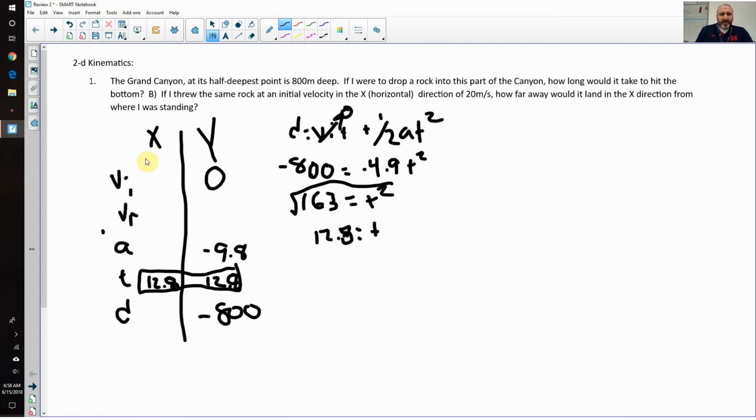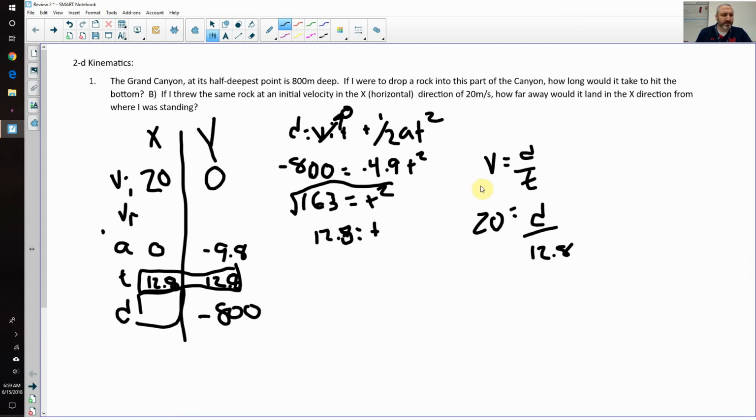So if I got 12.8 seconds, I know my initial velocity in the x is 20, and because things don't speed up or slow down in the x dimension, VI and VF are the same, and we're looking for the displacement in the x now. So now we can just use V equals d over t, because that's how things work in the x dimension. This is your go-to equation for the x dimension. My velocity is 20, my displacement is what I'm looking for, and my time is 12.8 seconds, so 20 times 12.8 should give me a displacement of 256 meters away. I hope that helps.